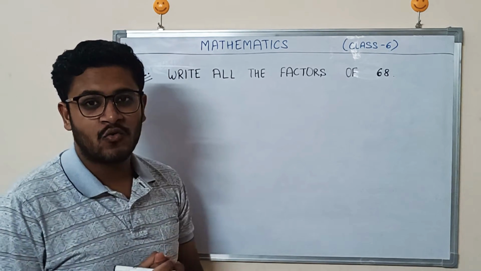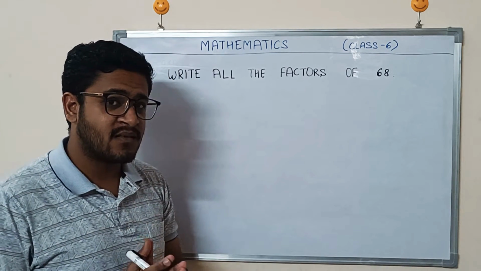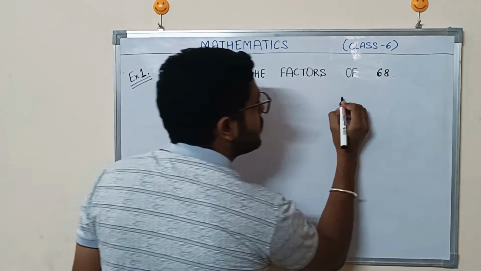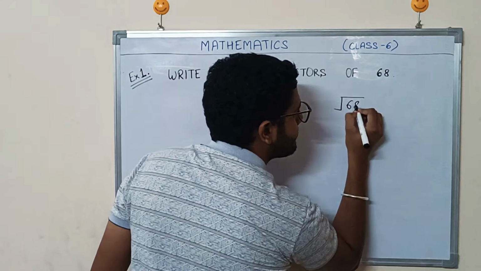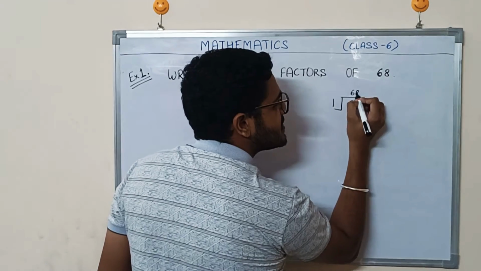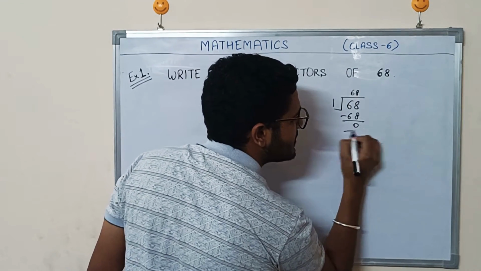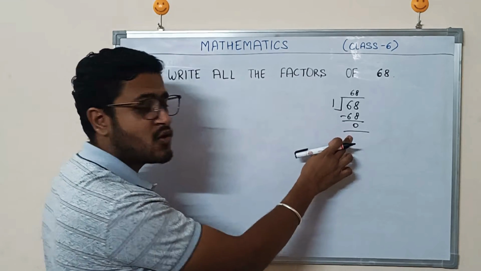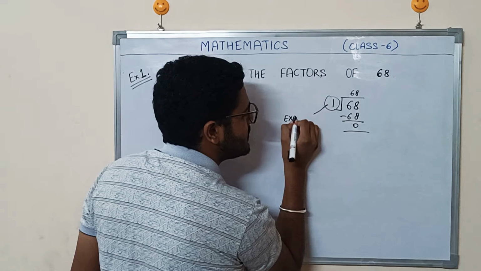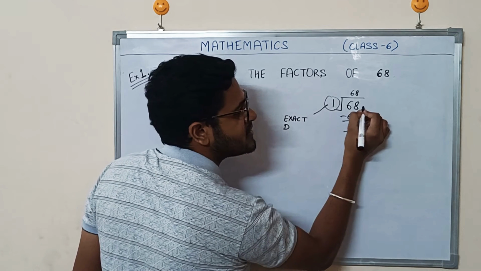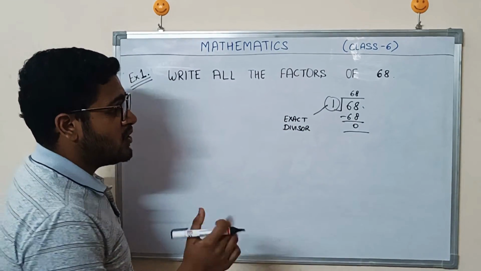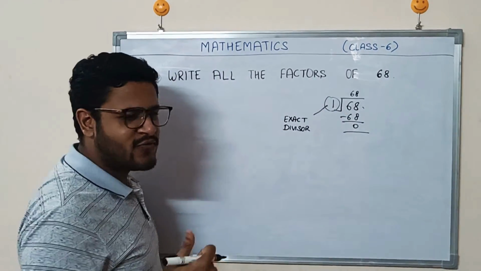So what we need to do is find all the perfect divisors, or the exact divisors, of the number 68. Let's start with 1. Let's divide 68 by 1. 68 is 68 and the remainder is 0, right? If the remainder is 0, this means 1 is an exact divisor of the number 68. So it means 1 is a factor of 68.